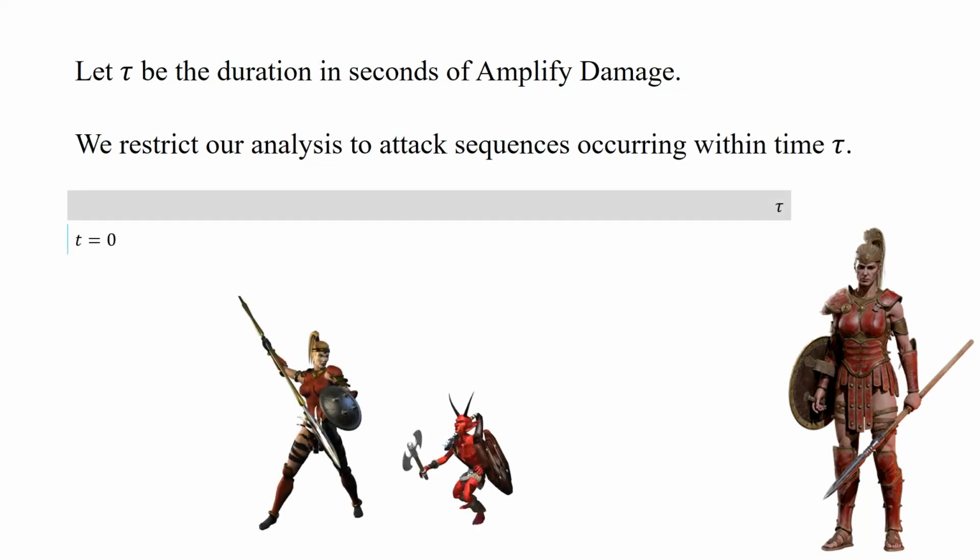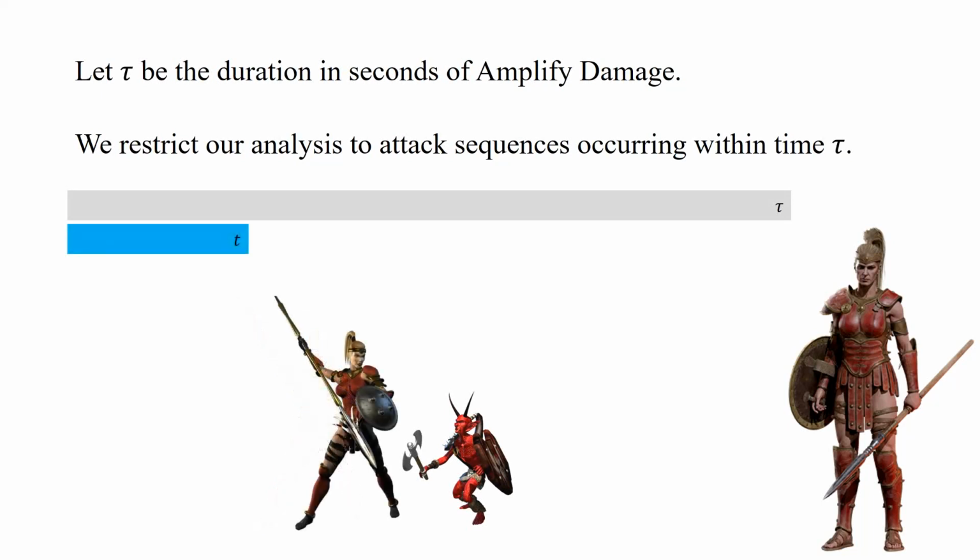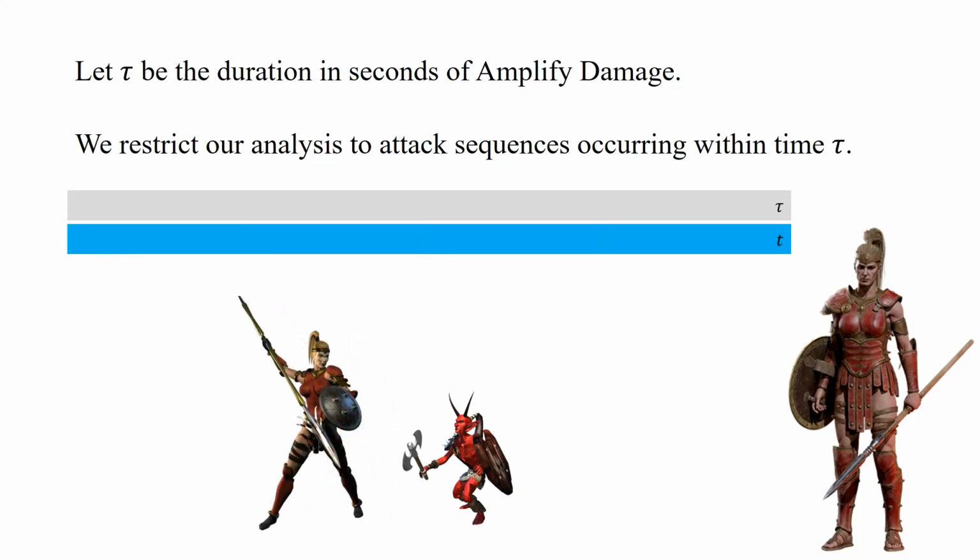So something like this. We have tau there, and at time t equals 0, we begin the attack sequence. So here's one attack, and then here's another attack. This is what we're thinking, in addition to all the other aforementioned assumptions here.